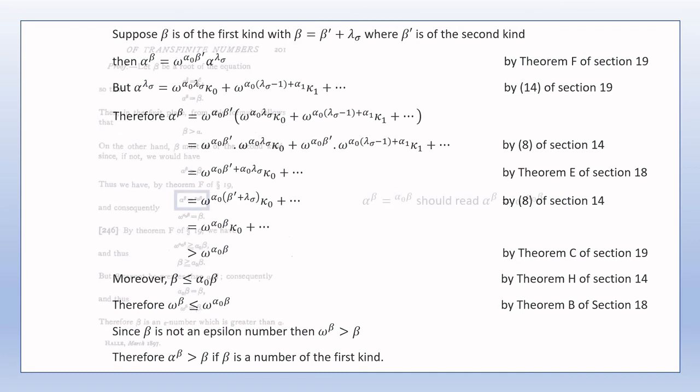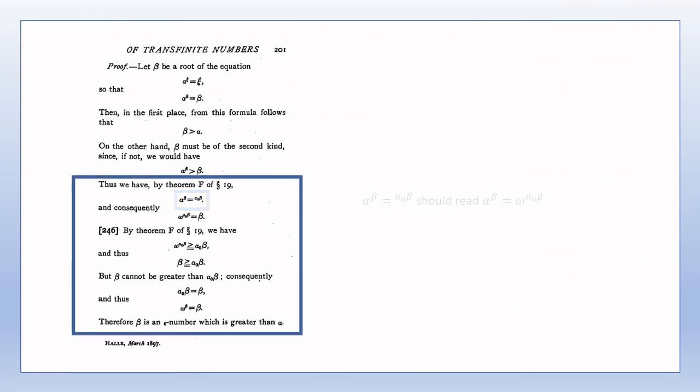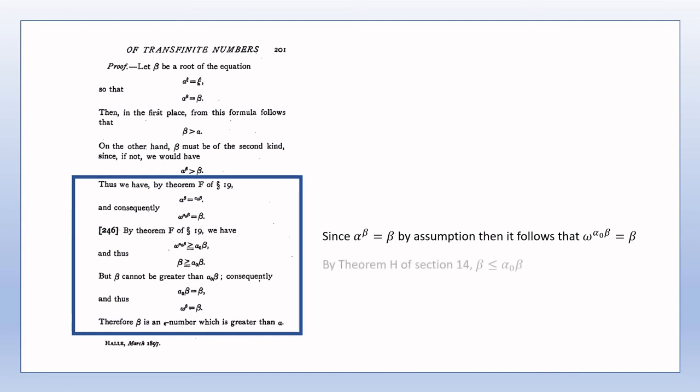The correction of a typographical error is shown on the screen now, and since α^β is equal to β, by assumption, then it follows that ω^(α₀·β) is equal to β. By Theorem H of section 14, β is less than or equal to α₀·β, and so, since it has been shown on this page that we also have β is greater than or equal to α₀·β, then we must in fact have that β is equal to α₀·β. From here the result follows.